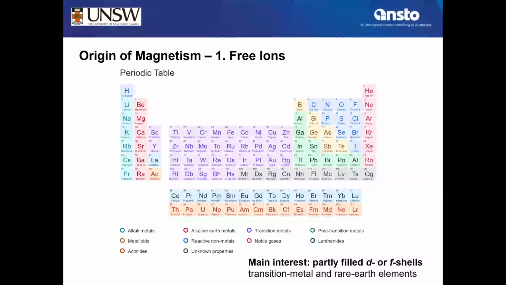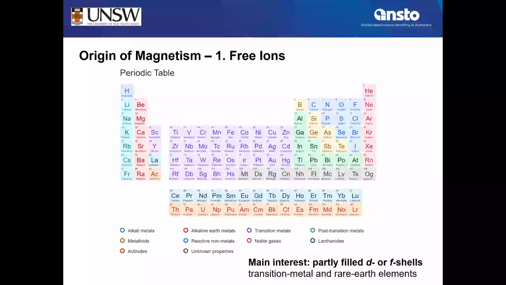Please forgive me. Some of you might be well experienced people with magnetism background, but I wanted to start really with the basics for those of you who are not quite deep into magnetism theory. So what's the origin of magnetism? And that's actually pretty interesting.